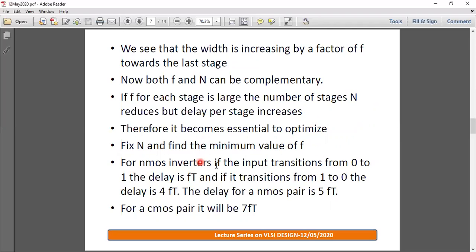So for NMOS inverters, we know that the delay for an NMOS inverter is 5 tau. 4 tau plus 1 tau is 5 tau. Similarly, for a CMOS inverter pair, the delay is 7 tau. We have solved these examples in the previous lecture. For NMOS inverters, delay is 5 tau. For CMOS, it is 7 tau.